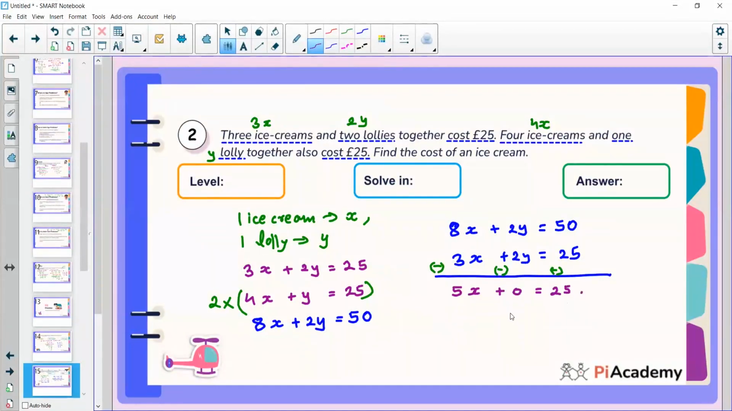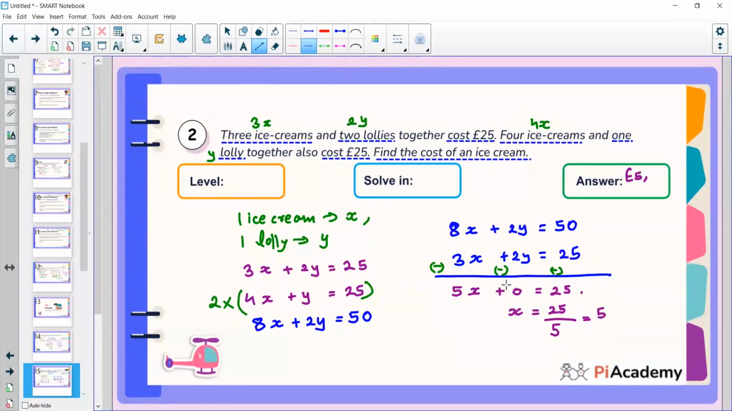So now 5x is 25. That means what is the value of x? It's 25 over 5, which is 5. That means the cost of one ice cream is 5 pounds. Yes, that's what we need to work out, right? We just need to work out the cost of one ice cream. We don't need to work out the cost of one lolly, so we won't go to the hassle of working out the value of y.